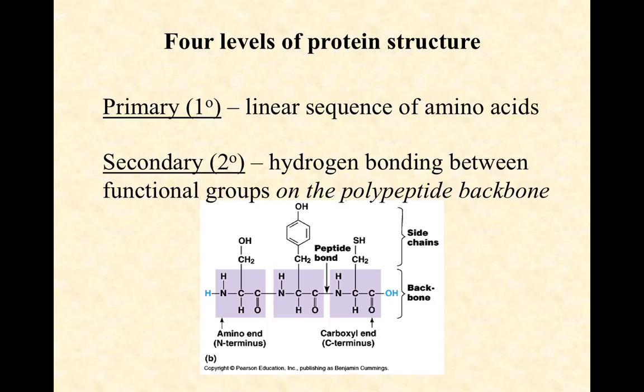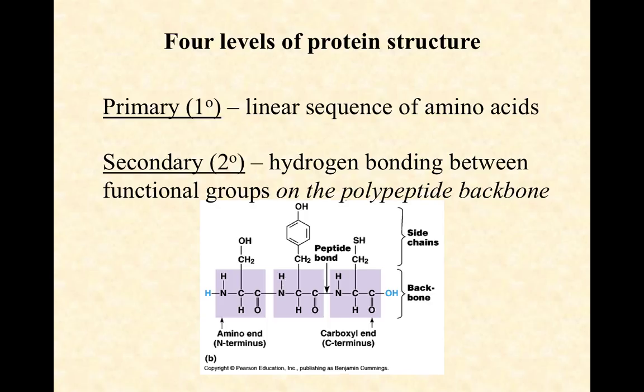Well, secondary structure is sort of the first level of folding. Secondary structure has nothing to do with the R groups. It's only interactions along the polypeptide backbone. And in particular, it's hydrogen bonding between carbonyl oxygens and amino hydrogens. The carbonyl oxygen will have a small delta negative charge, and the amino hydrogen will have a small delta positive or a partial positive charge.